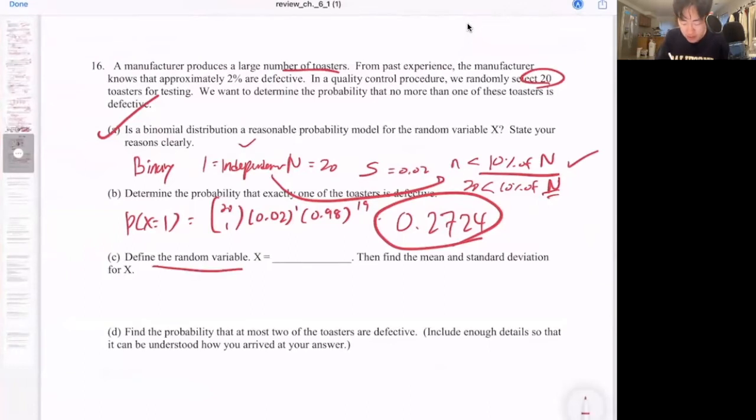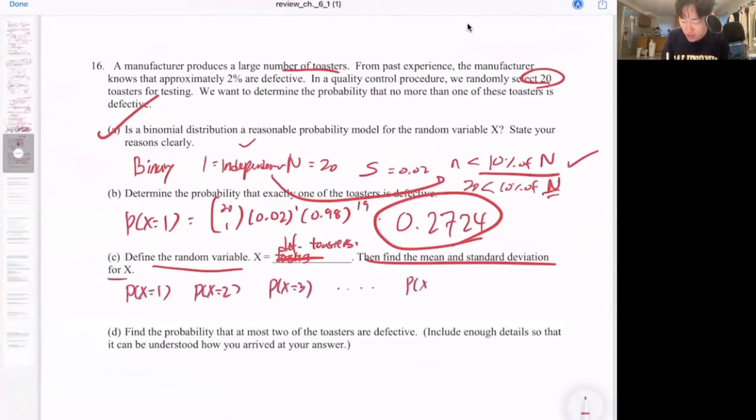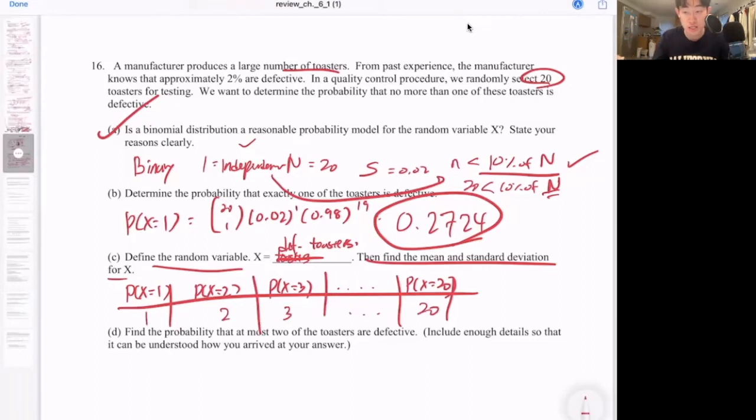Define the random variable X, defective toasters, let's just say. So X counts the number of defective toasters. Then find the mean and the standard deviation for X. Now for this, what you can do is figure out the probability of X equals 1, X equals 2, X equals 3, all the way down to X equals 20, and then draw yourself a little table where X is simply 1, 2, 3, all the way down to 20. Then you can put them into the list and get the mean and the standard deviation that way. But who has the time for that? No one has time for that.